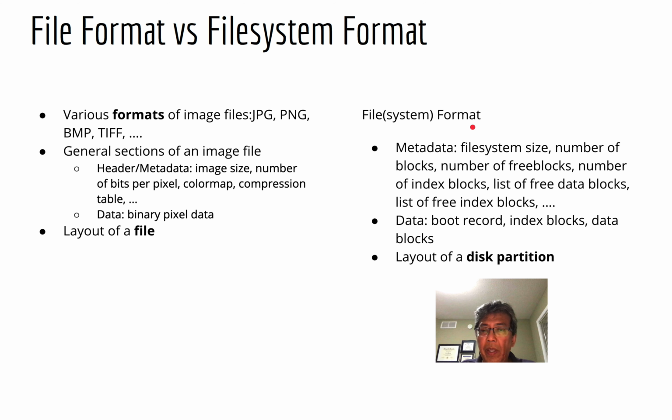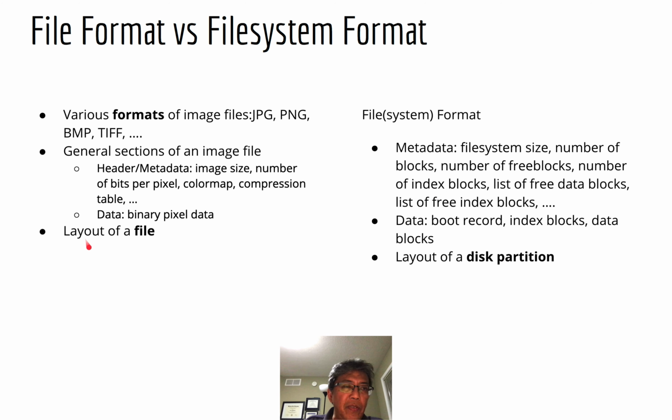So if you look at a file system, the important metadata for a file system is like the total size of the file system, how many blocks are allocated to the file system, how many free blocks, how many index blocks, how many files there are, what is the structure of the directory, and so on and so forth. So when you create a file system, basically you design the layout, how a disk will be organized into different parts. If you compare the two again, the image format is like how to lay out different items of an image into a file, and a file system format is basically how to lay out different important information into your disk.